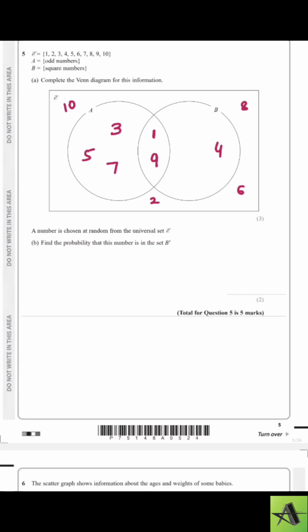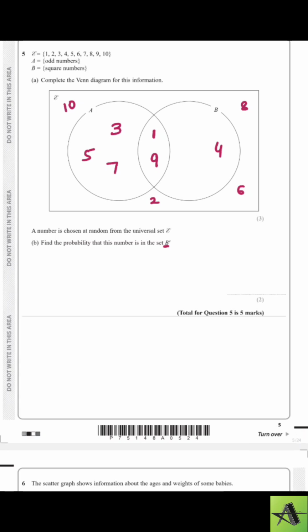A number is chosen at random from the universal set. Universal set is this one. So a number is chosen from this. Find the probability that this number is in set B complement. The word B complement means all those numbers that are not in B.